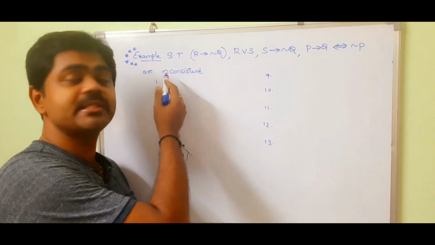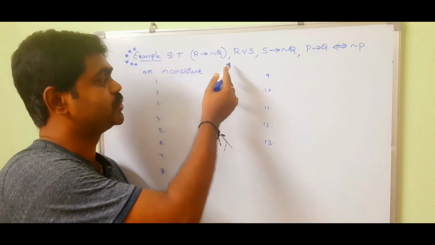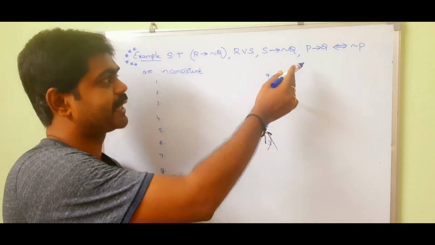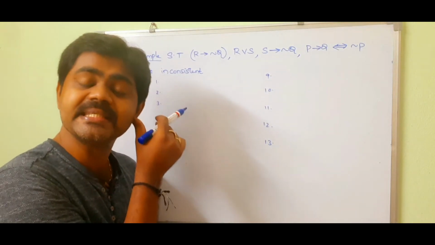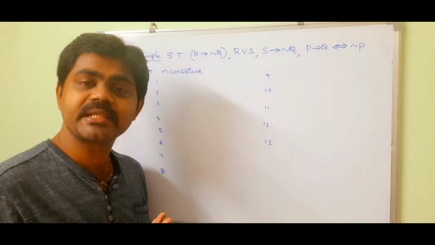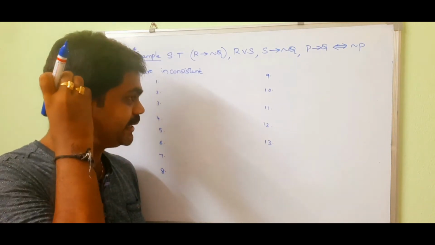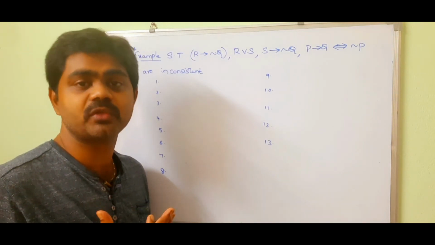Okay, so let's take an example. This is most important. Show that R implies negation Q, R or S implies negation Q, P implies Q, and negation P are inconsistent. So they are not asking for consistent, they are asking for inconsistent. Okay, so whatever it is, inconsistent means it should not hold the truth value.